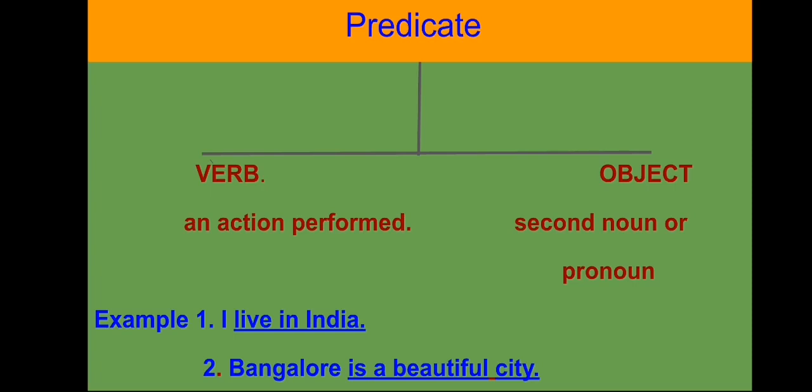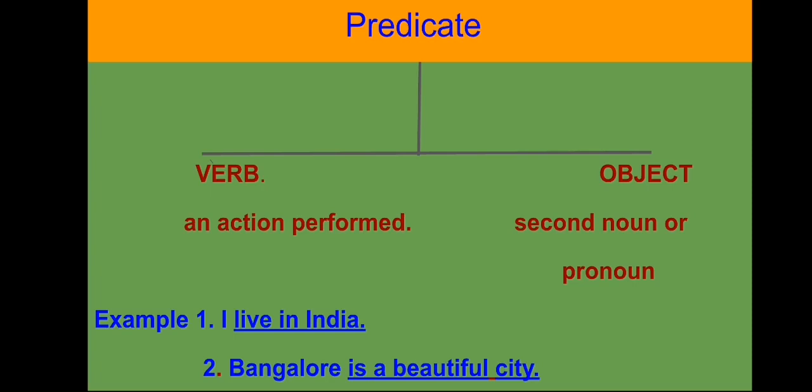I live in India. Here, I is the subject who is the doer of the work. Naturally, live is the verb and in India is the object. So, if we divide it into subject and predicate, it will be I is the subject and live in India is the predicate. And if we further divide the predicate, live is the verb and in India is the object or the second noun or pronoun in the sentence.